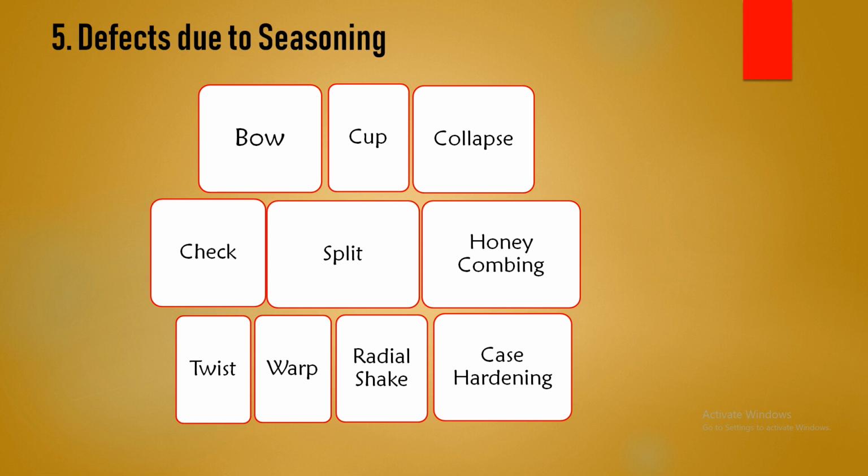The tenth one is case hardening. Case hardening is a defect in the lower timber during seasoning. When the timber is placed one above the other at the end of seasoning for drying, the defect that occurs to the lower portion or the lower timber during seasoning is called case hardening.